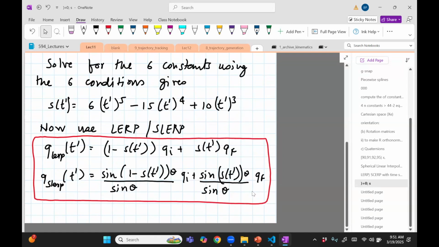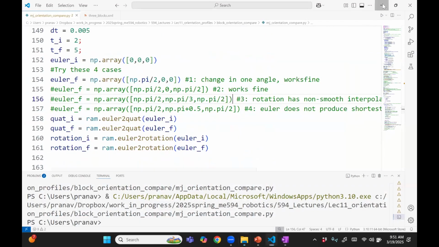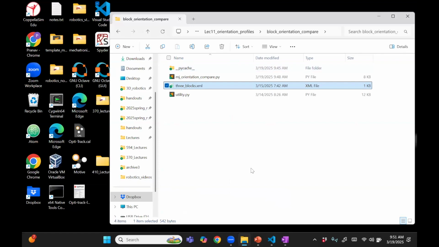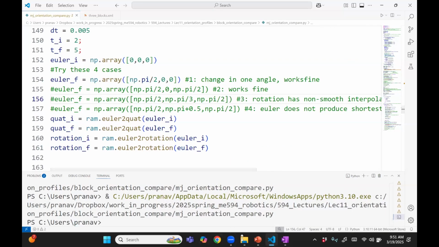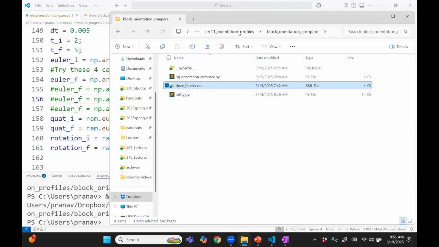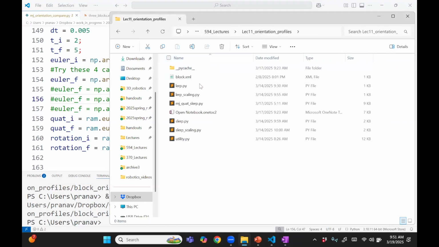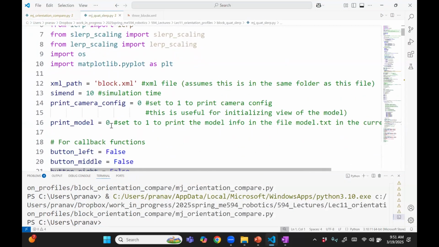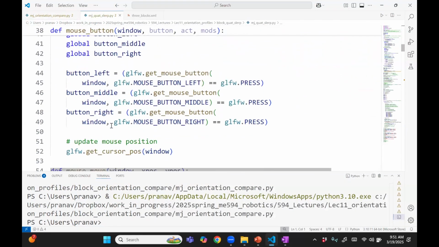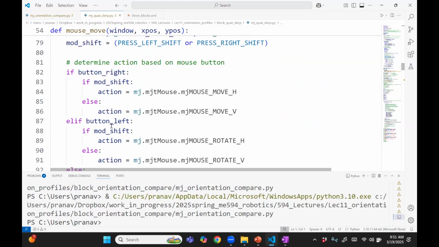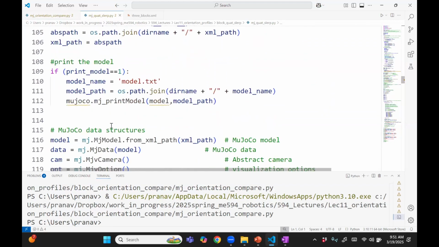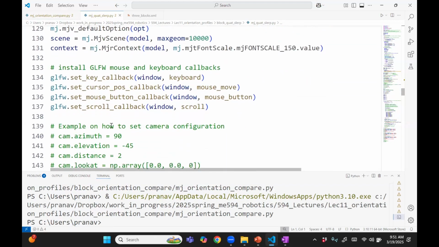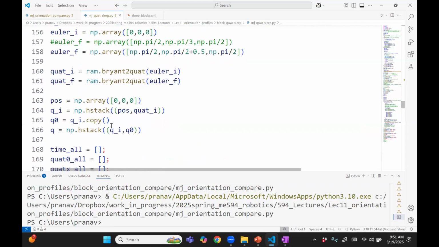So let's see the consequence of doing this. I have another code which just is a single block. Now we're only going to stick with quaternion because we know that the other representations have their own issues. So let's do, okay, so this file will do linear interpolation as well as spherical interpolation.